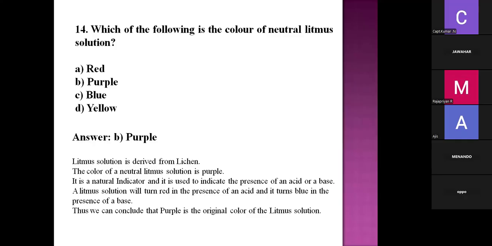Litmus solution is not always a good indicator of pH because it can be affected by temperature and impurities in the substance being tested. Purple is the correct answer.